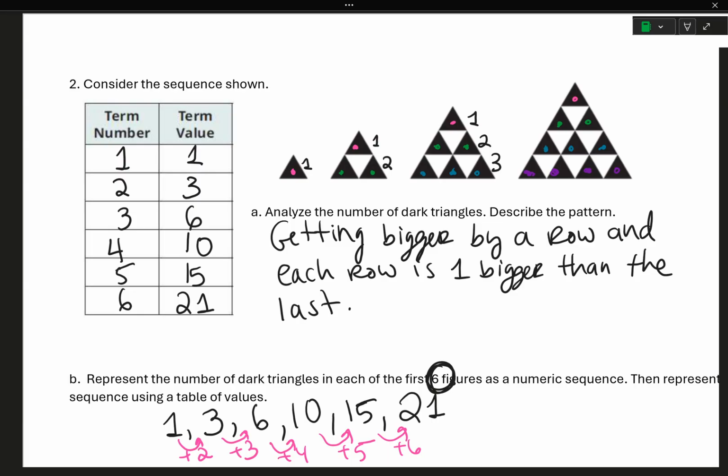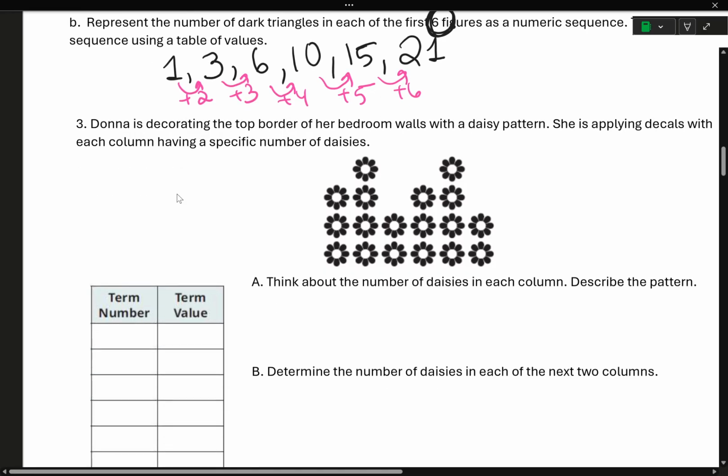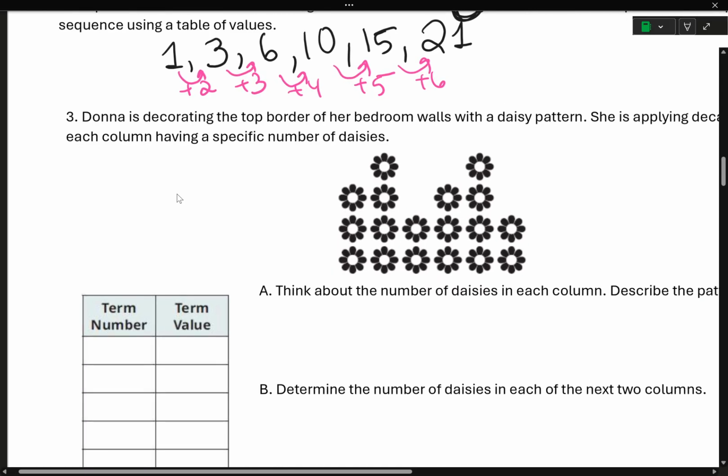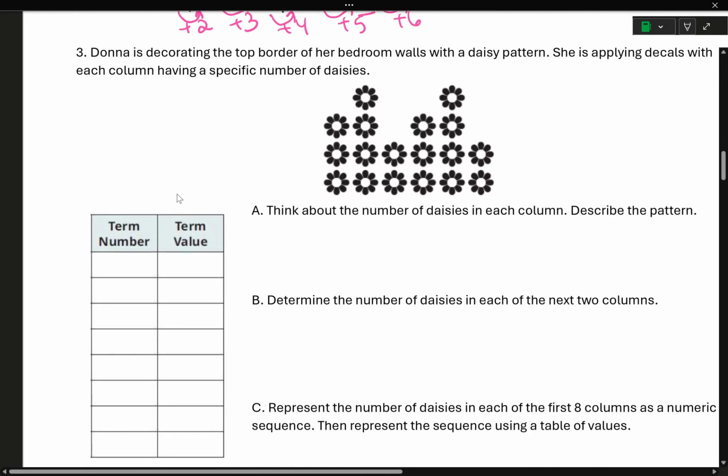One more and we're good for this short little lesson. Donna is decorating the top border of her bedroom walls with a daisy pattern. She is applying decals. I don't know, one of those. But she's applying them in this column order. All right, here is a little example of how she's applying them. Think about the daisies in each column. Describe the pattern.